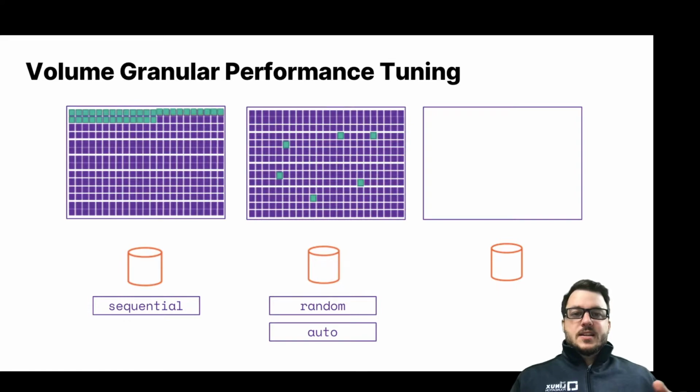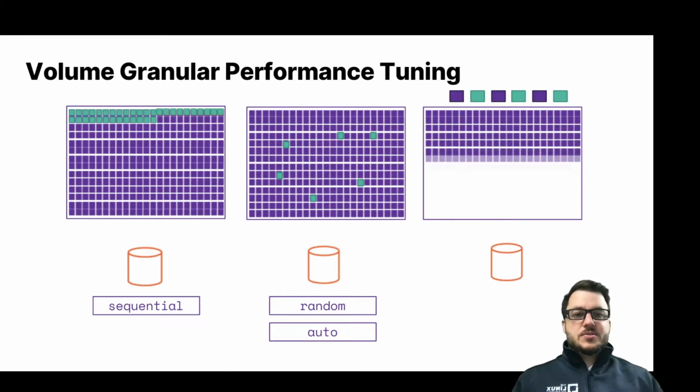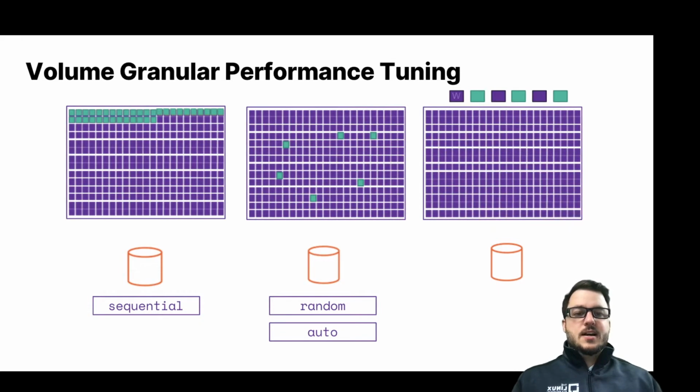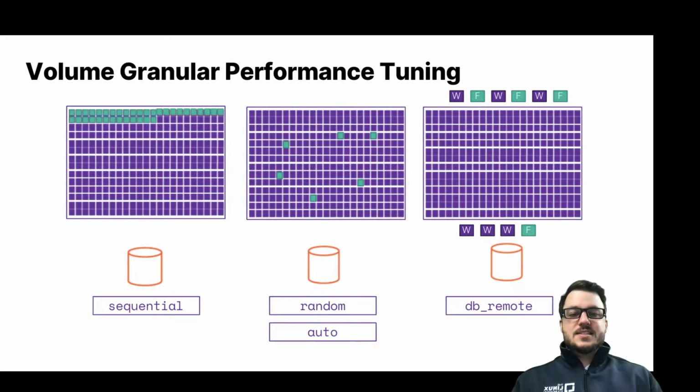Now, a lot of databases have sort of a write sync, and this is what we call DB or DB remote. What Portworx will do is try to coalesce those syncs into a single sync if it's within a 50 millisecond window. And this improves the performance of that I/O pattern for databases. Now, the best part about the Auto profile is it will detect these patterns for you on behalf of the application and set it internally so you don't have to worry about it.